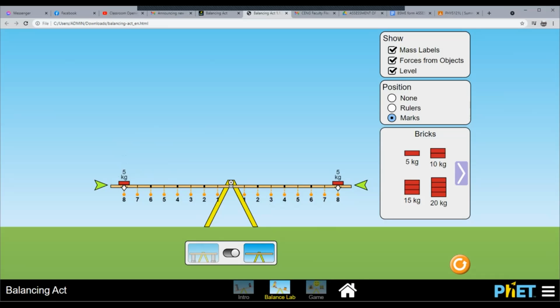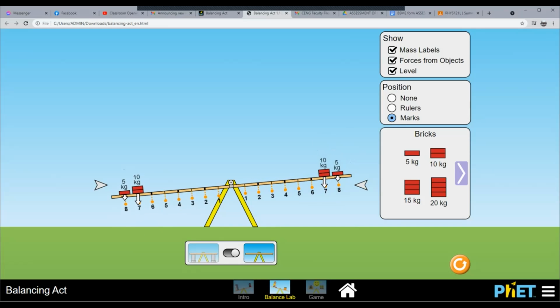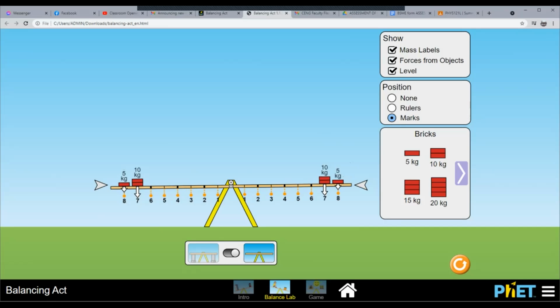So let's say we add up 10 kilogram here. That would create an unbalanced force. If we would like to balance it out, you place another 10 kilogram here. Okay, so that is a balanced condition.